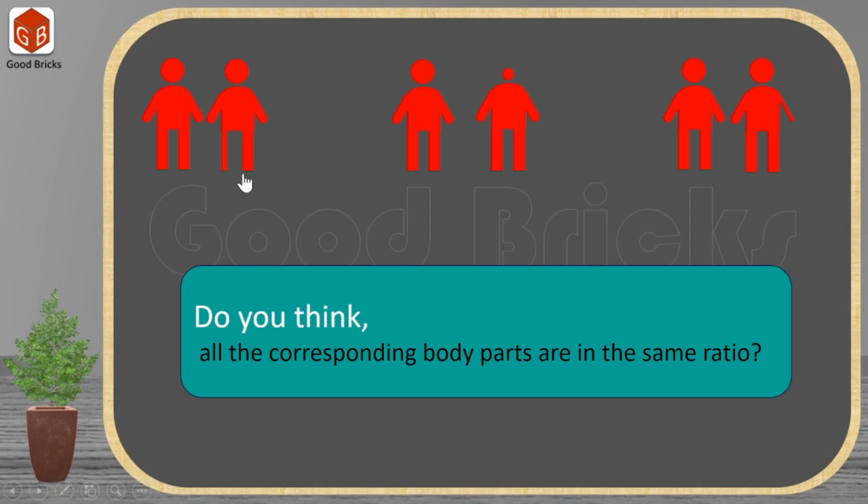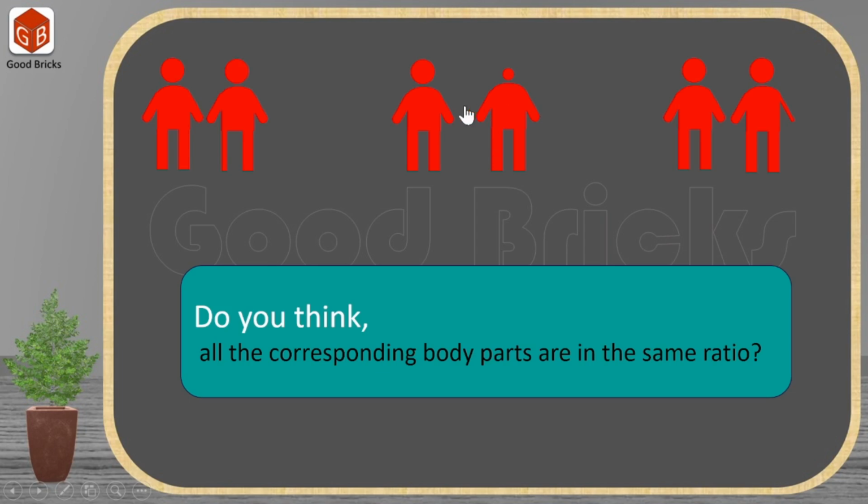Now, do you think all these pairs of images are similar? The answer is no. Let us see why they are not similar. See here in this pair, this reddy's leg is very thin. When one leg is becoming thin, all other body parts like the two hands and the remaining leg also should decrease in the same ratio, but that did not happen here. So we can say these two reddies are not similar.